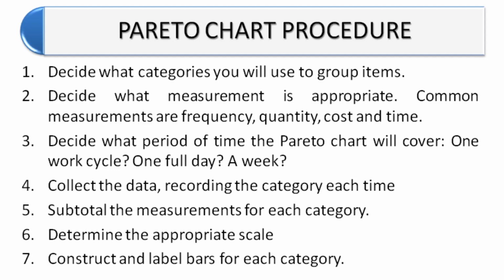Which procedure do you have to follow? First, you have to decide what categories you will use for grouping the items. There are so many categories used for grouping, so you have to focus on which category to use. Second, you have to decide what measurement you are going to take, which is the appropriate measurement. Common measurements are frequency, quantity, cost, and time. With these common measurements you can then plot the chart easily.